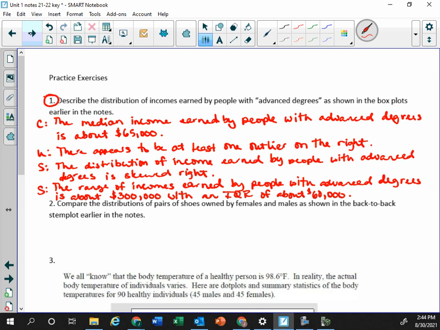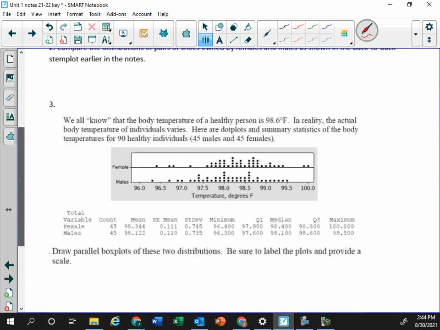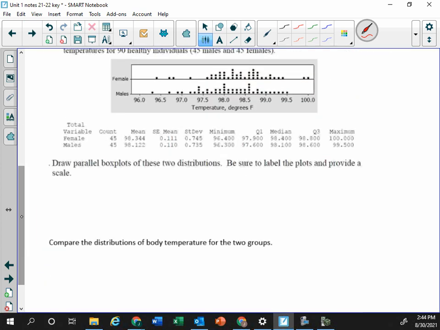Okay. All right. We're actually going to skip number 2 because it's pretty tedious to put that data in. So we're not going to do that. Let's try number 3. So first thing we're going to do here. What do we have? 10 minutes left. All right, draw parallel box plots of these two distributions, label them, and provide a scale. So you can do that when you're drawing essentially your x-axis.